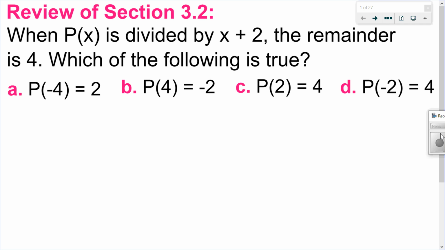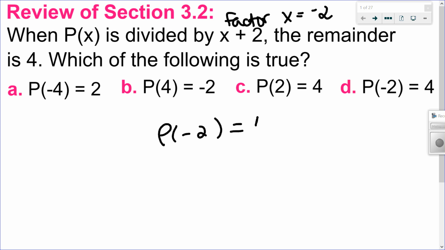We're going to cover section 3.3, but before we do that, let's review 3.2. In this first example, p of x is divided by x plus 2 and the remainder is 4. I want to know which of the following statements is true. If it's divided by x plus 2, that is your factor, which means that your root is x equal to negative 2. The remainder theorem says put in your root, which is negative 2, and if you have a remainder of 4, the value of your polynomial when x equals negative 2 will have a value of 4, which makes D your answer.